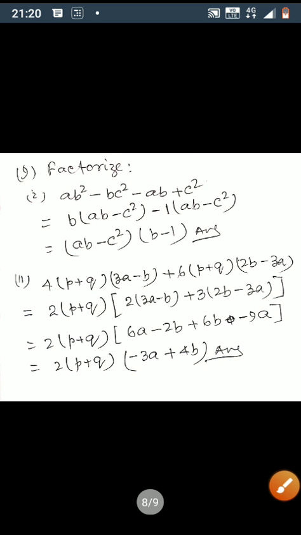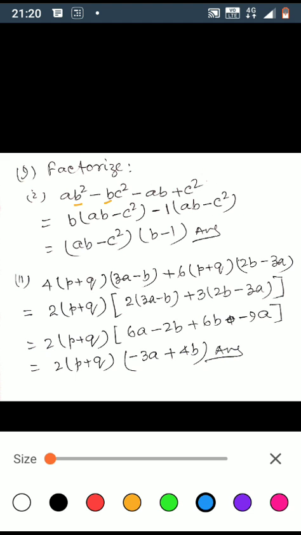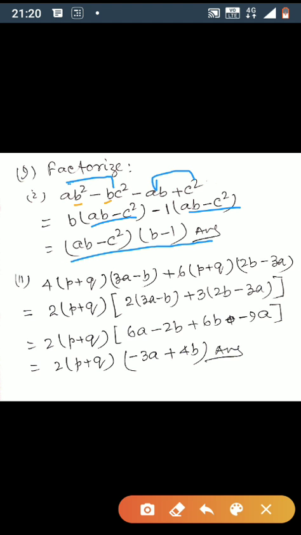Question number 9. Factorize ab square minus bc square minus ab plus c square. Here the common factor of the first term and second term is b. So it can be written as b (ab minus c square). The common factor of the third term and fourth term is minus 1. So it can be written as minus 1 (ab minus c square). It can be written as (ab minus c square) multiply (b minus 1). Similarly, you can do question number 9 too.